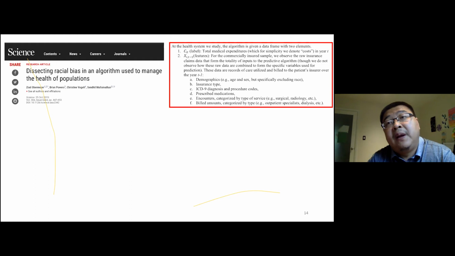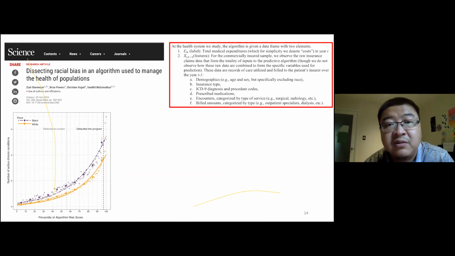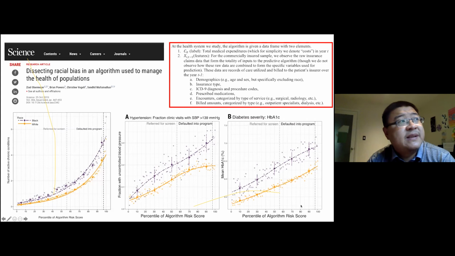And these authors found that in order to be eligible for the program, Black patients have to be much sicker compared to white patients. This figure shows patient sickness by the number of active chronic conditions in this case. They also do some fine-grained investigations, like in this case hypertension and diabetes, which all suggest that in order to be eligible, the Black patient needs to be at a more severe stage than the white patient. So there is a pretty clear disparity there if you use this model to make the decision. This is just one example.